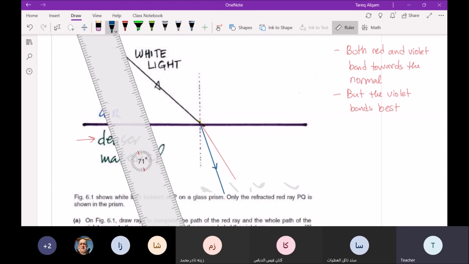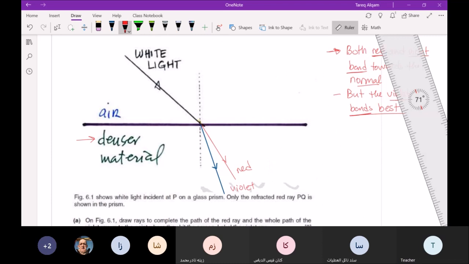Of course, don't forget to add arrows. This is red. This is what? Violet. Guys, again, both red and violet bend towards the normal, but the violet bends what? Best. Clear?